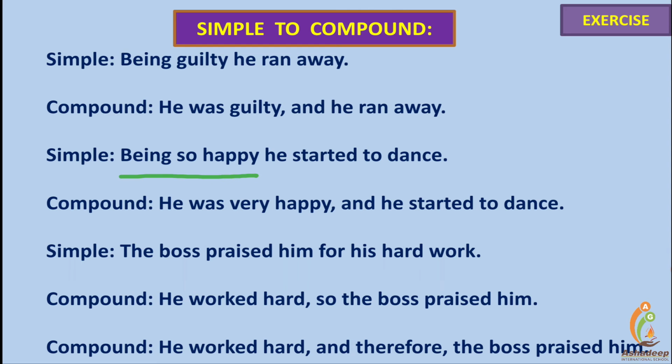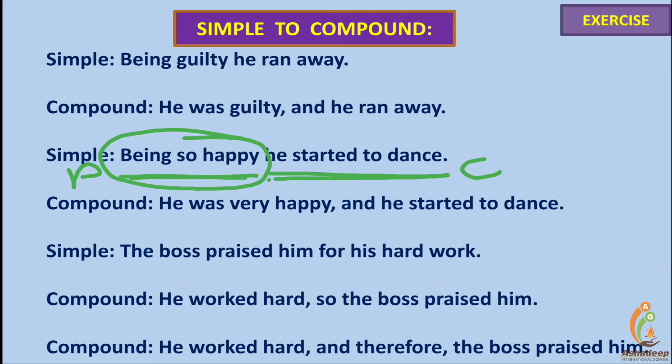Next one. Being so happy, one part; he started to dance. Being so happy is the phrase. Why is it a phrase? Because it has no subject, no verb. Being is the participle. He started to dance is a clause. He is the subject. Started is the verb. That's why it's a clause.